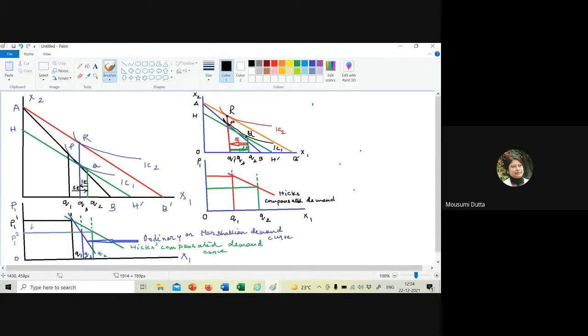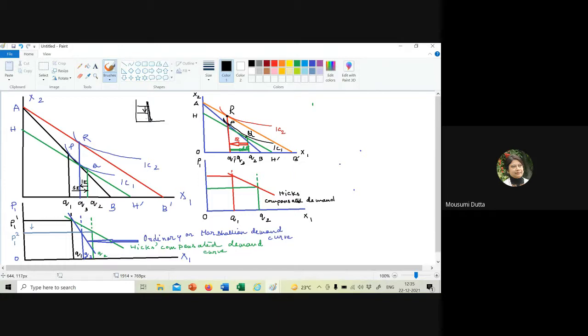Okay, so what is happening? Price is reducing. However, demand remains fixed at a particular level. Demand is perfectly inelastic at Q1. So there will be some increase in demand via the substitution effect. However, if I consider the total effect, we are coming back to the initial quantity demanded.